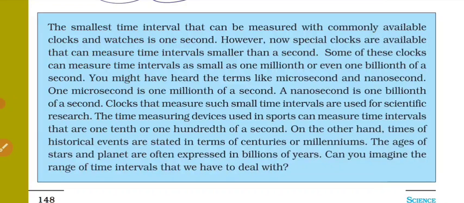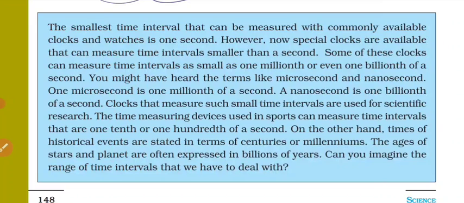You might have heard about the microsecond or nanosecond. One microsecond is equal to 1 millionth of a second, and 1 nanosecond is 1 billionth of a second. Clocks that measure such small time intervals are basically used for scientific research, not for daily purposes. The time measuring devices used in sports can measure time intervals of 1/10 or 1/100 of a second. In our mobiles we also have the stopwatch, which can measure 1/100 of a second.